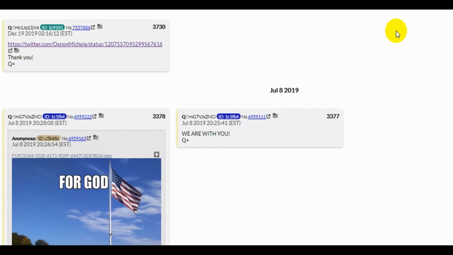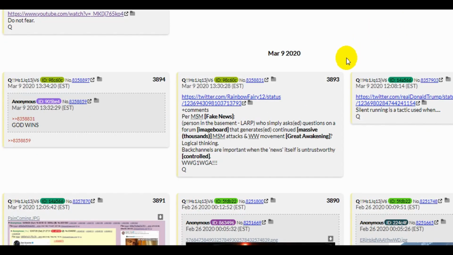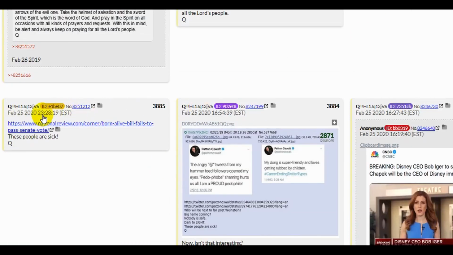So again, since April 2018, the emotional tone of all of these Q+ posts appears to have increased. For comparison with Q, we have a post here, March 9th, 2020. We have "Where we go one, we go all" with 3 exclamation points. So the regular Q designation also has some posts with increased emotional tone. February 25th, 2020, "These people are sick," exclamation point.